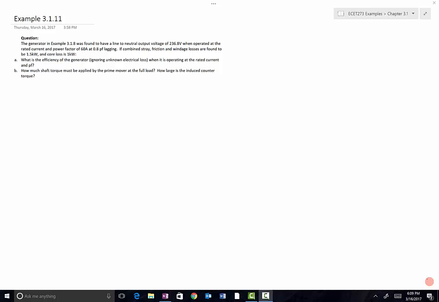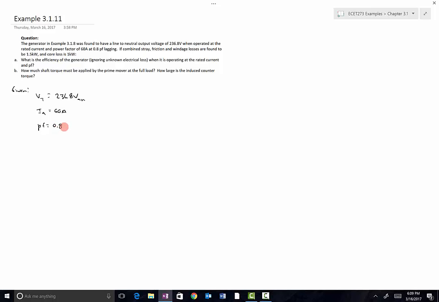How much shaft torque must be applied by the prime mover at the full load, and how large is the induced counter torque? So the givens in this problem are we have a terminal voltage under load of 236.8 volts as a phase quantity. We know that the magnitude of the armature current is 60 amps. The power factor is 0.8.